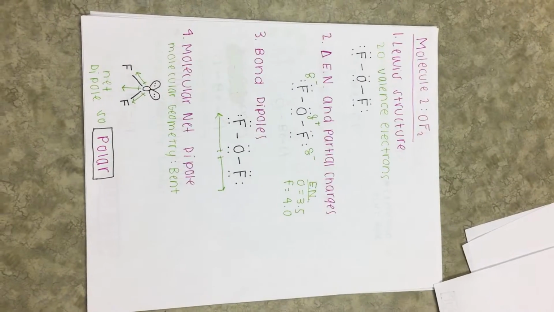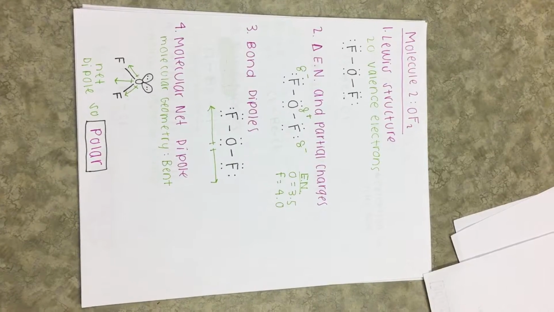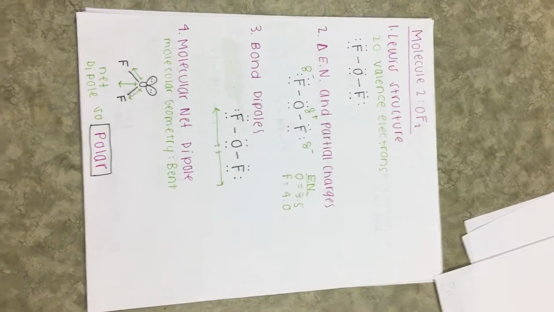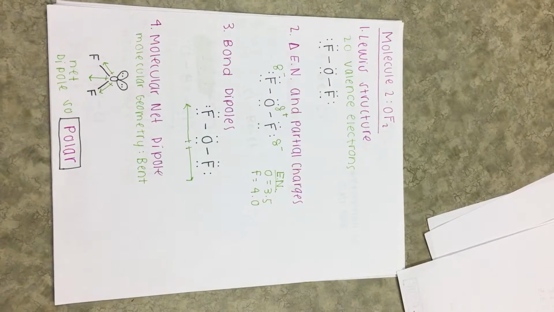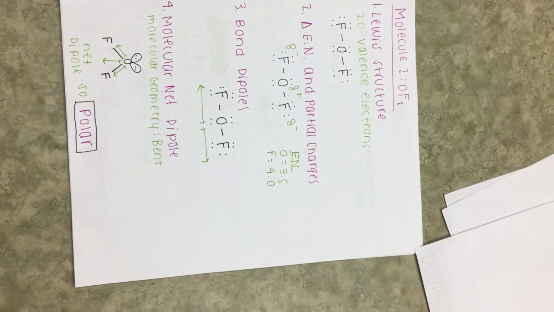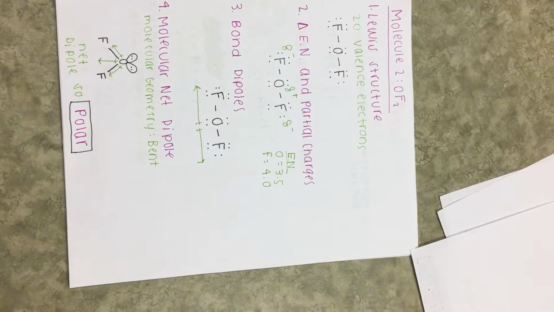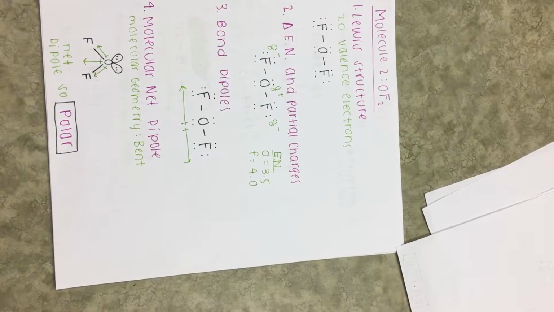The arrows show you the direction of the charge separation. The length of the arrow represents the magnitude of the charge separation. In order to find out whether the bond dipoles cancel or not, we have to look at the four domains around the center atom. Since there are four domains and two of the domains are lone pairs and two of the domains are bonds, OF2 has a bent molecular geometry.